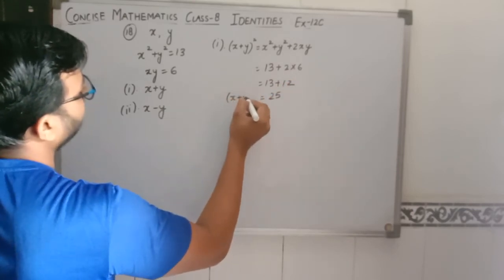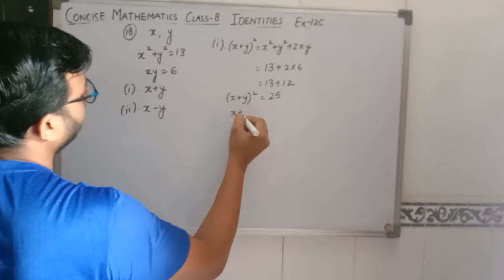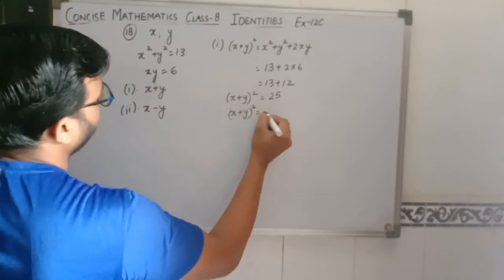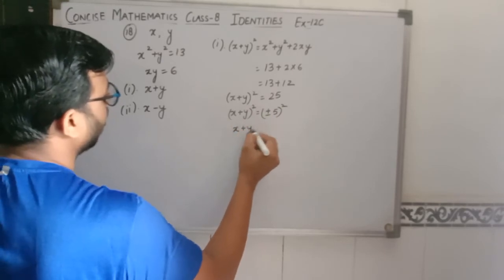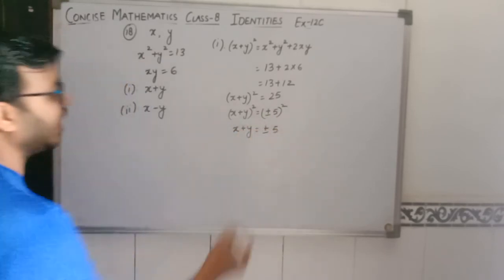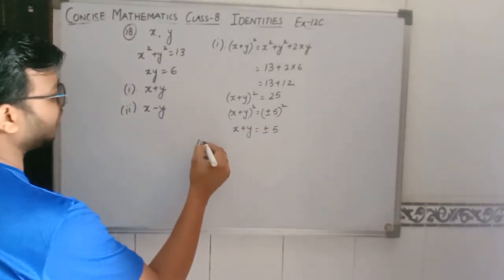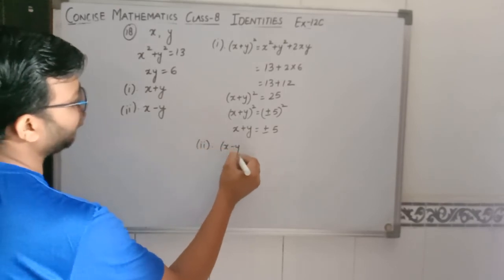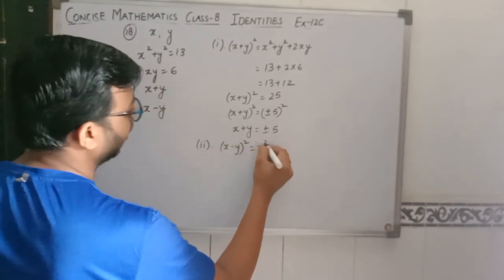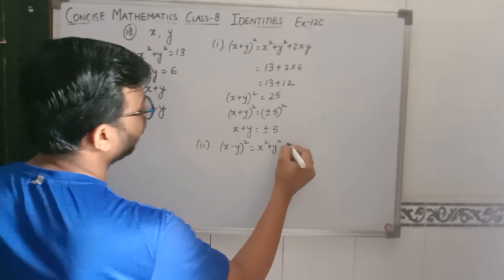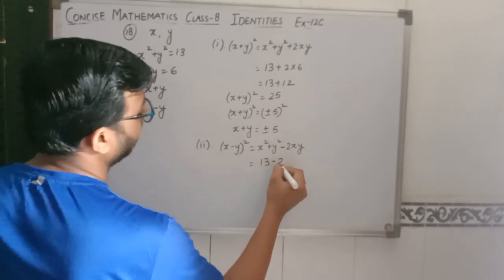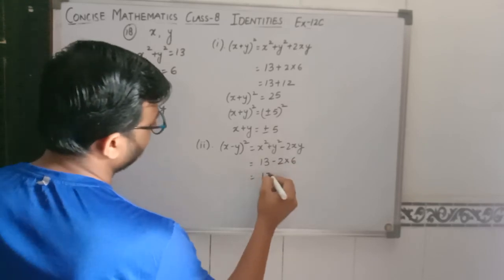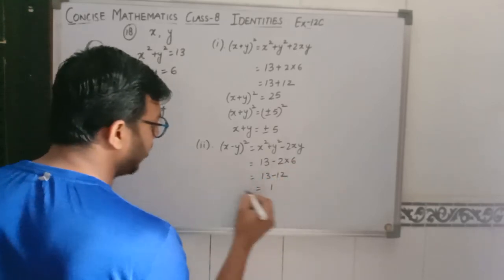But that is the answer of x plus y whole square. So 25 can be written as plus or minus 5 whole square. That is why the value of x plus y is coming plus or minus 5. For the second part solution, we have to apply the identity of x minus y whole square, x square plus y square minus 2xy. So the value of this is 13 minus 2 into 6. So 13 minus 12, the value is coming 1.